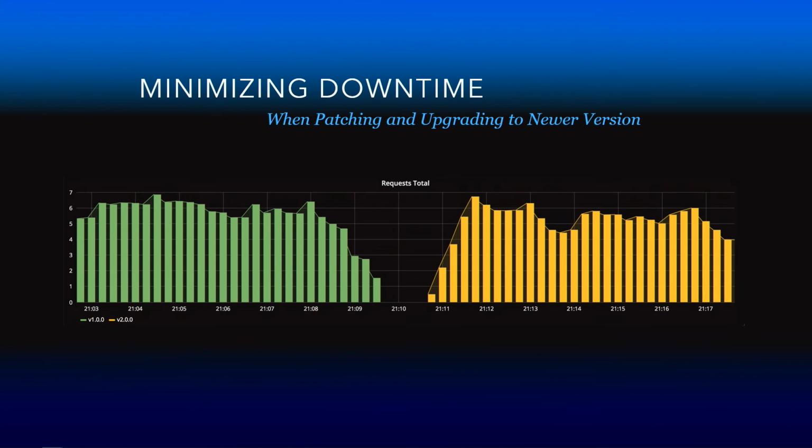Moving on, an Achilles heel of large enterprise systems is patching and upgrading to newer versions. Usually there's a downtime if you recreate the system. As you can see here, that's what happens when you go from one version to another. This new version that we are building is much smarter.